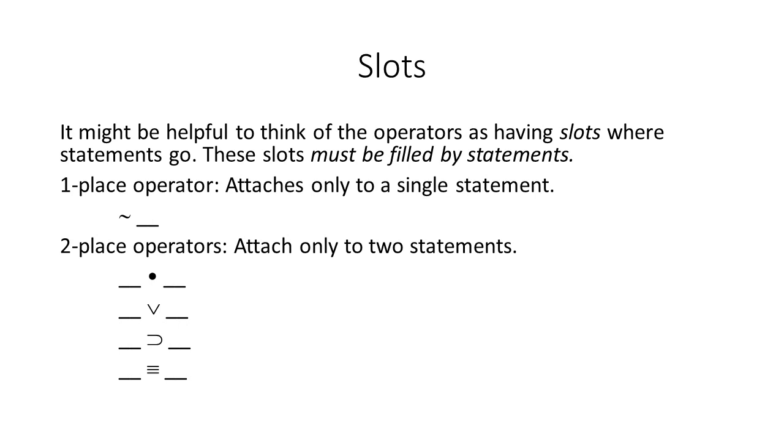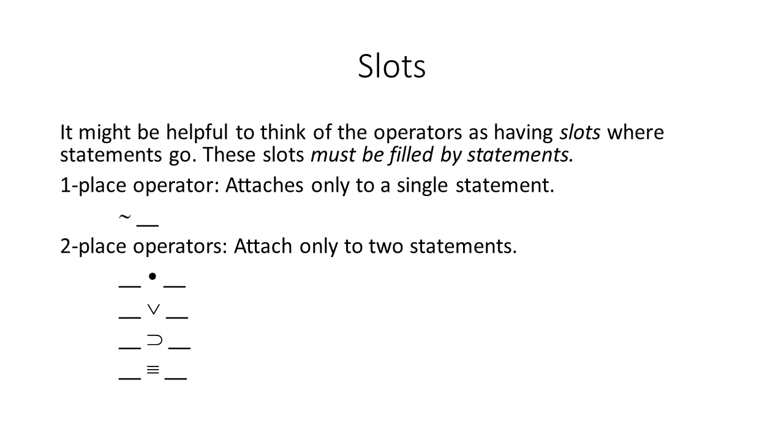Okay. And similarly for the two-place operators, these attach only to two statements, so we can think of them as having slots on their left and right side. So we have slot, dot, slot. Something has to go in the left slot, something has to go in the right slot, and what goes in those slots has to be statements. They could be simple statements, they could be complex statements, but they have to be statements.